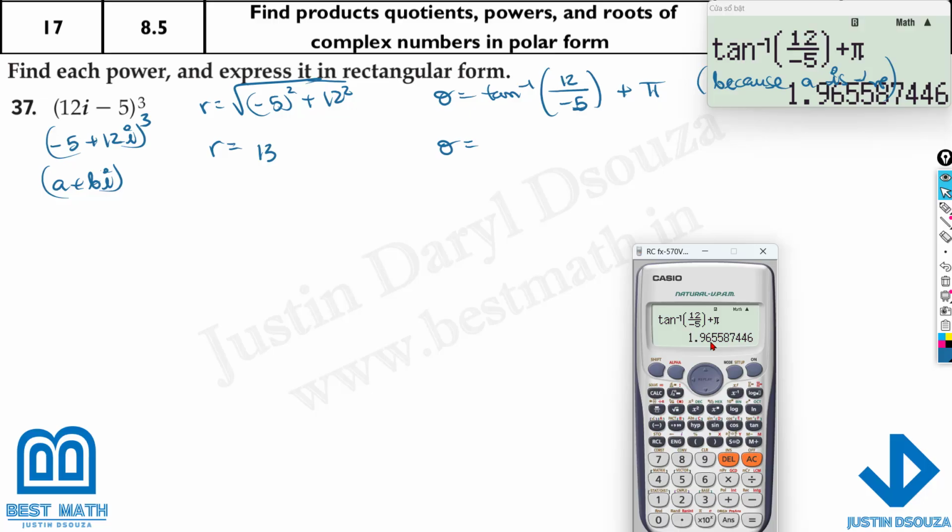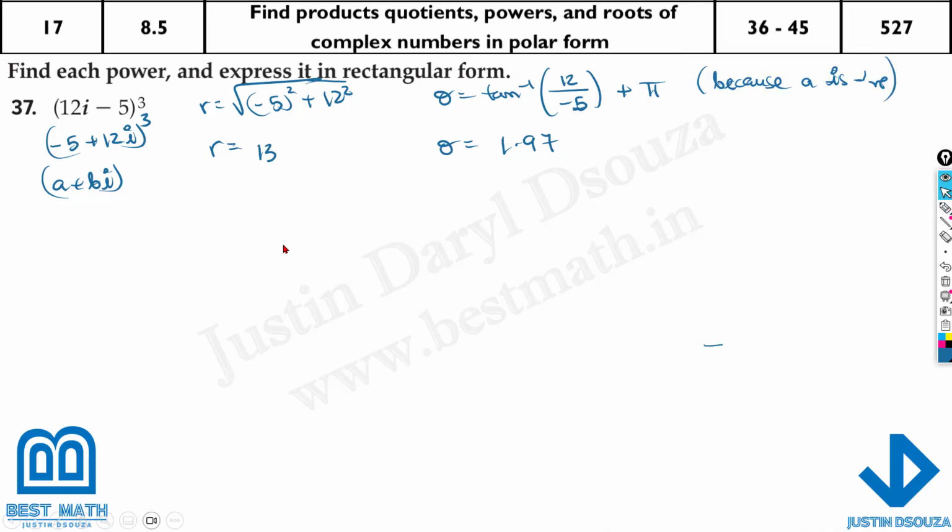It's 1.97. I'll just take it as 1.967. Or you can take 4 decimal points, it'll be 1.9656. Now then, what do we need to do? We have to solve using de Moivre's theorem. So here, de Moivre's theorem will be, first let me write it in the polar form.